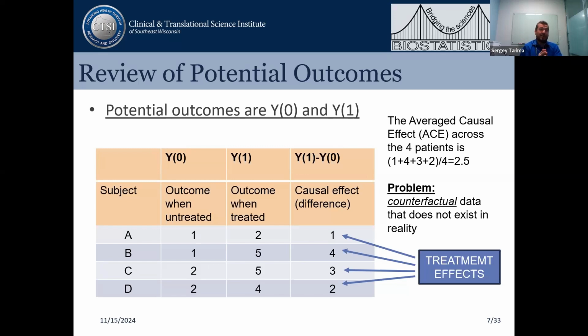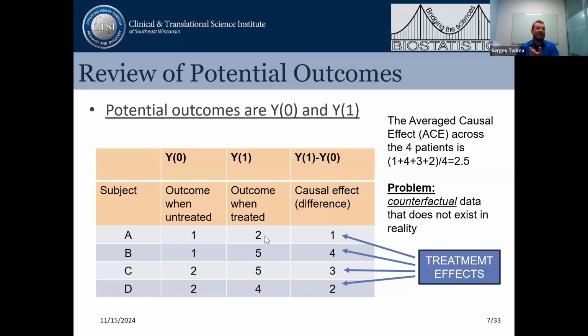This is where we get potential outcomes, because in real-life settings patients are either treated or not treated. If you treat the patient, we cannot observe the outcome had the patient been untreated, and the other way around. But potentially there are two possible outcomes, if the patient is treated and if the patient is not treated. We can calculate the difference between these two outcomes, and that will be a treatment effect. Here we calculate the treatment effect for these four patients.